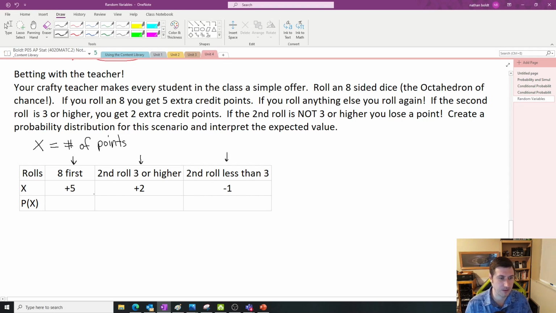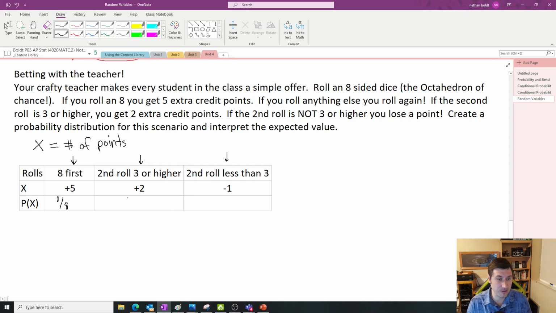So the probability of getting 5 points. Well, the only way to get 5 points is to roll an 8 on your first go. All right, that's the least likely, right? You have a 1 out of 8 chance of getting 5 points. Now, the next one. The next one is where it gets kind of tricky. What is the probability on your second roll of getting a 3 or higher?